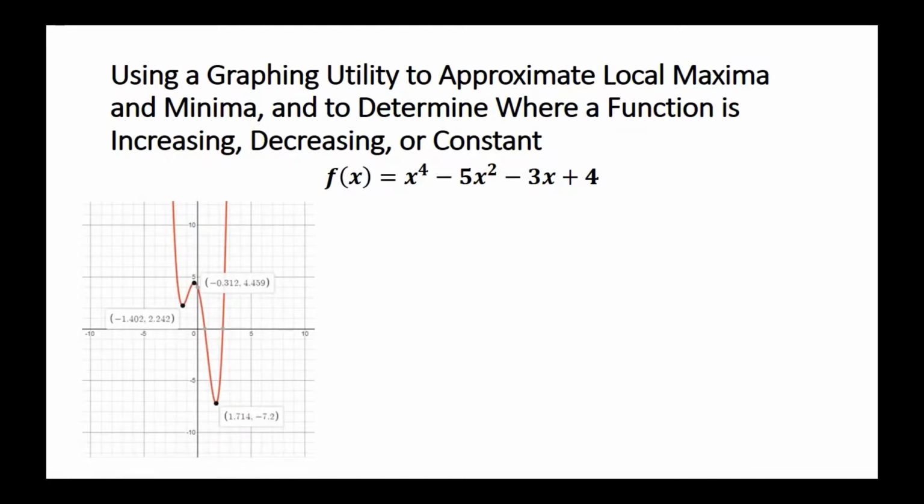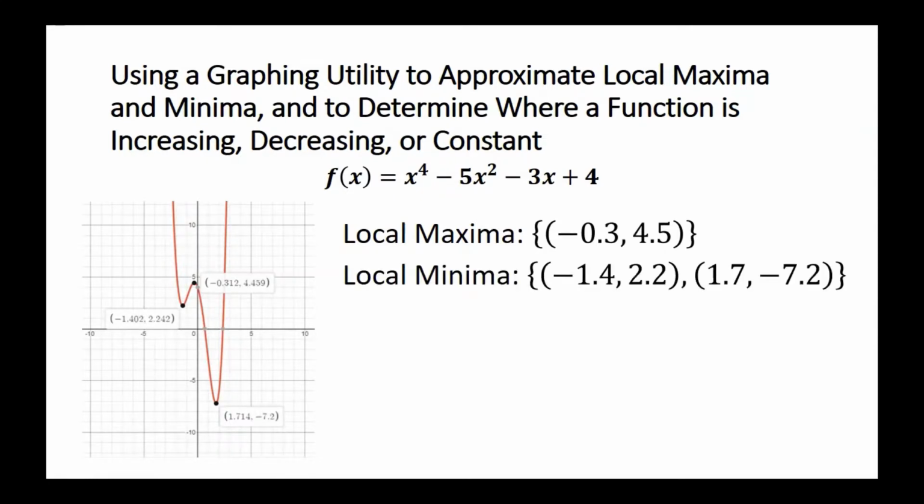So we can see here that for the local maxima, there is one point that's a local maximum, because it continues up forever. So we're talking over the full interval of this, which is the set of all real numbers. The local maximum that we can see here occurs at approximately (-0.3, 4.5). Local minima, we see that there are two of them, at (-1.4, 2.2) and (1.7, -7.2).